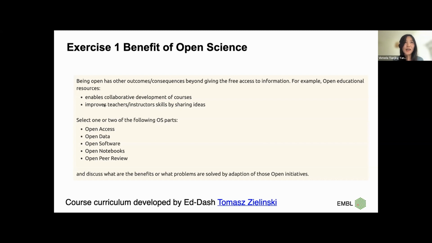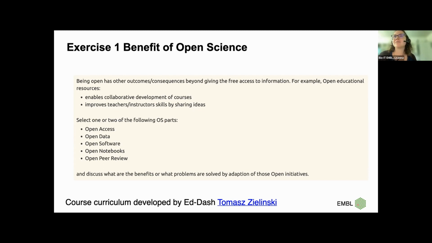So the first exercise is going to be done in groups. The first exercise, Victoria was saying, is going to be done in breakout rooms, and I will create 3 breakout rooms and split you inside it. And it's going to be a discussion about the open science framework. So being open, I will read now the slide.